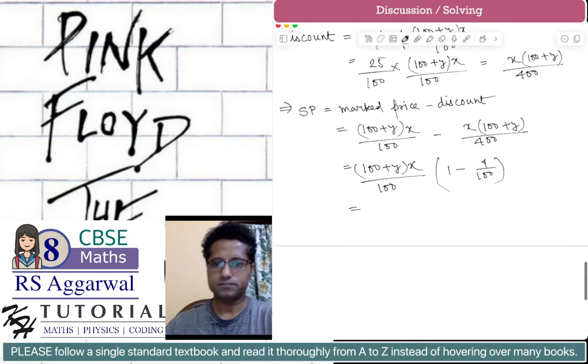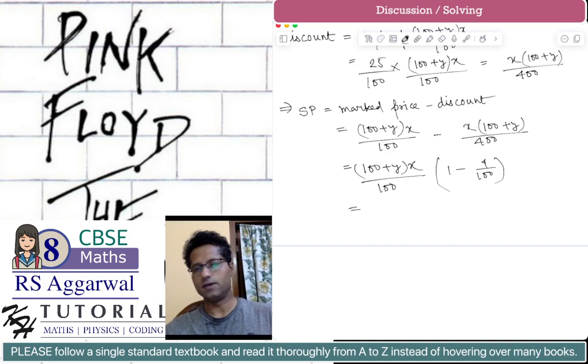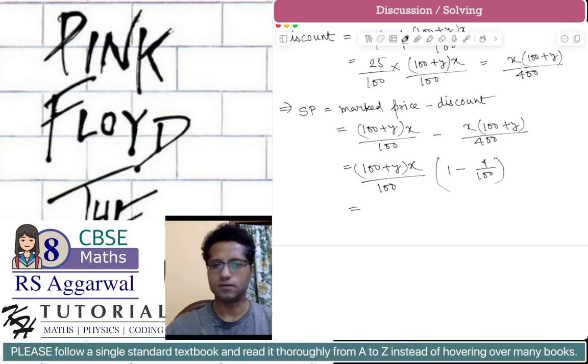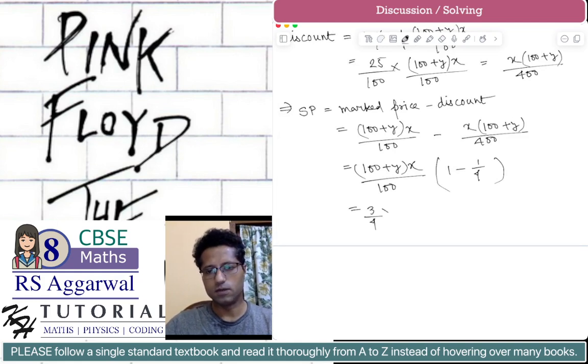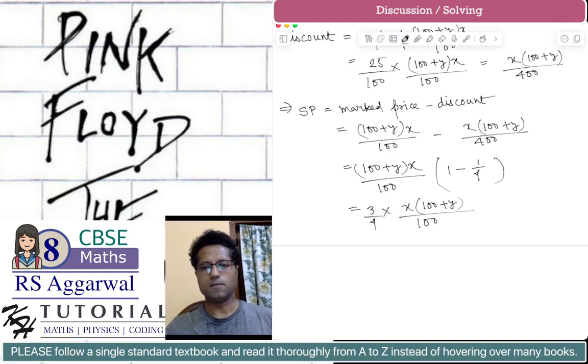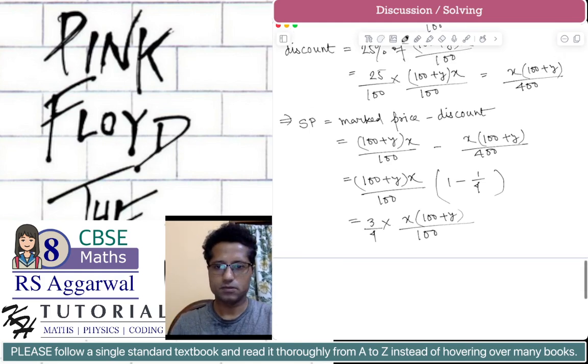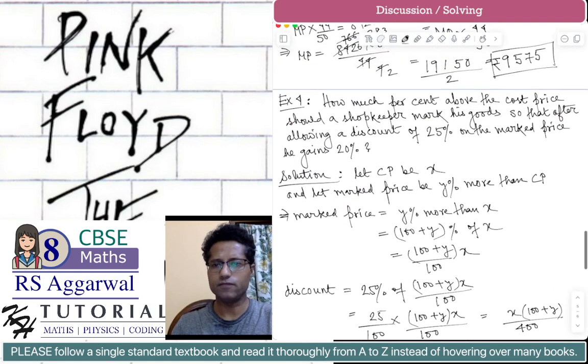Now we see that 100 plus y multiplied by x divided by 100 is a common factor. If we factor that out, we get 1 minus 1 by 4, which is 3 by 4. So 3 by 4 multiplied by x into 100 plus y divided by 100. This is the selling price. Okay, so we have found the selling price.